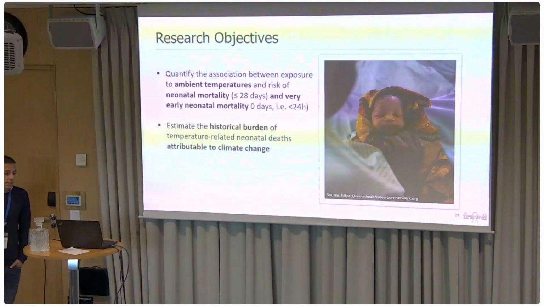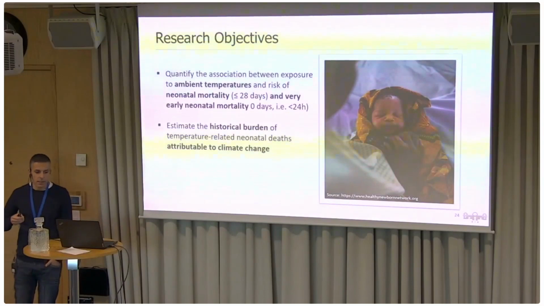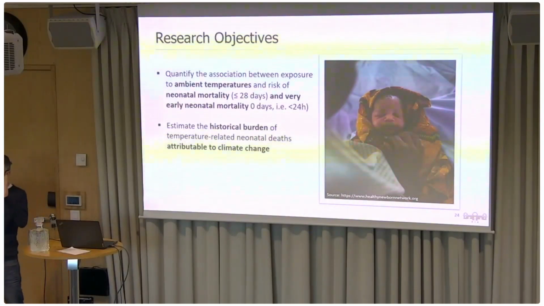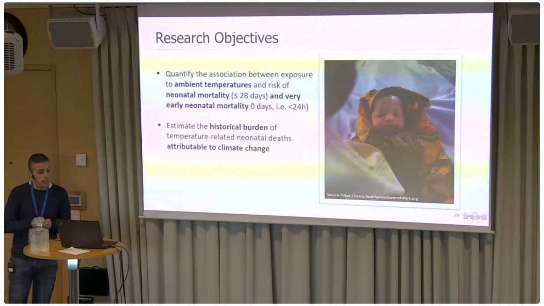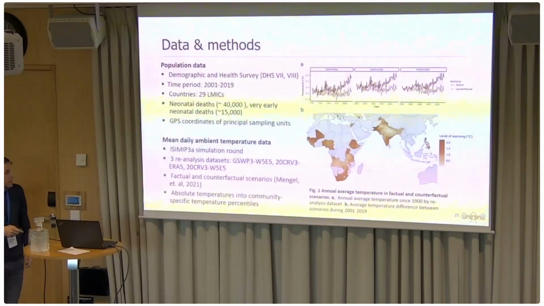So the research objective is to quantify the association between exposure to ambient temperature and the risk of neonatal mortality. The first group, a big group, is defined on these 28 days since birth, but also with a focus on a subgroup, which is the early neonatal mortality, basically 0 days, meaning mortality happening the same day of the birth. The idea is to estimate the historical burden of neonatal deaths, and also the one attributable to climate change. Again, the focus is not on the future, but on the climate change that we are already experiencing.